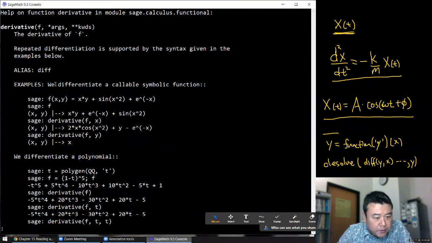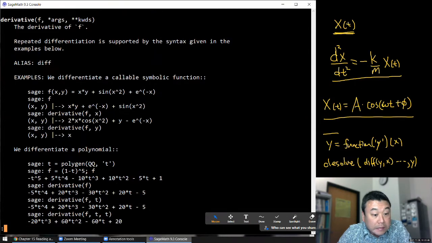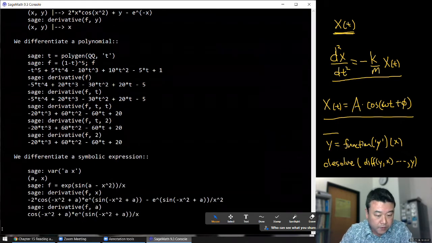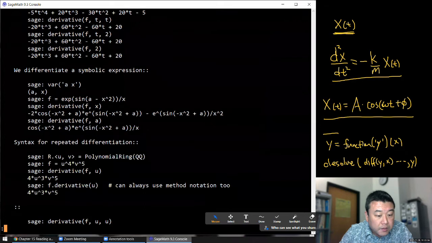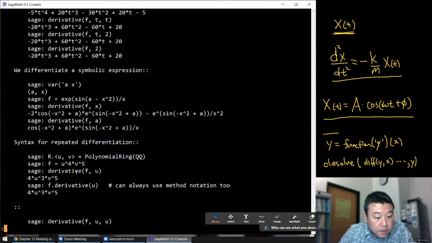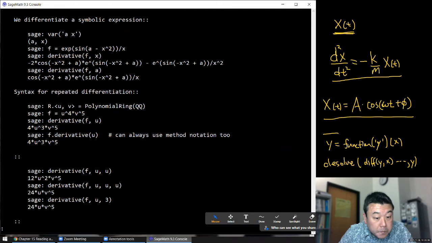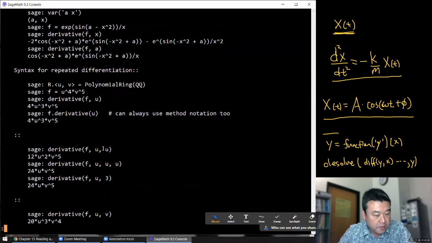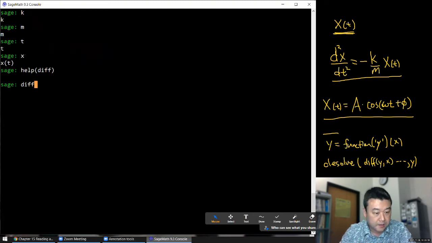So let me see if there's a way to do the second order derivative in a more compact way rather than trying to chain a derivative twice. I hope there's a way to, yeah, repeated differentiation, derivative. I see. So I can either do it this way, f with respect to u once, then twice, or I can specify the order of differentiation. Okay, I think I'm gonna do that. I'm pretty sure diff and derivative are synonyms. So I'm gonna do diff of x with respect to t, second order.